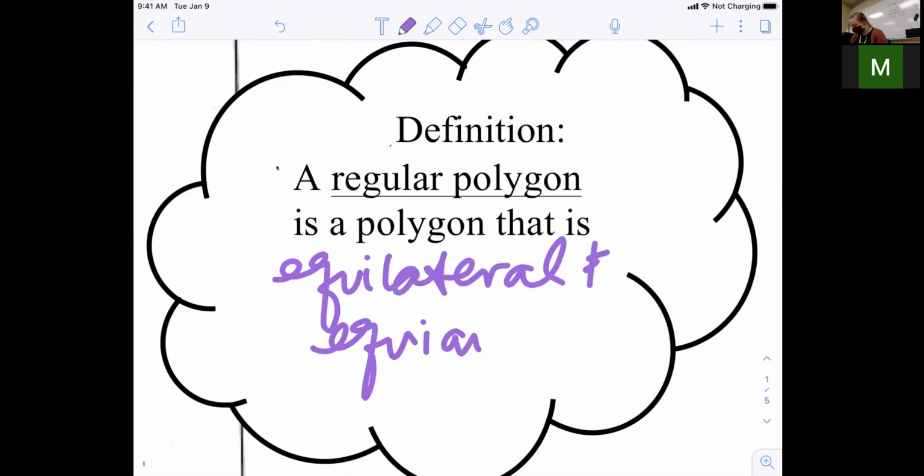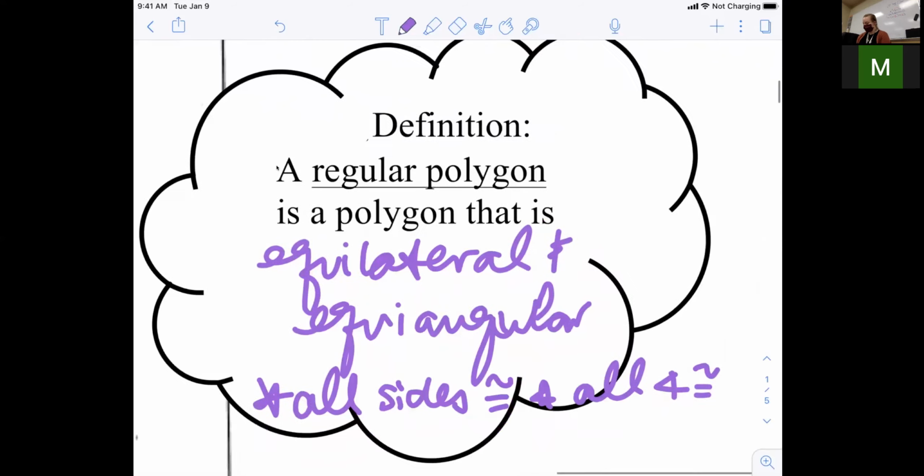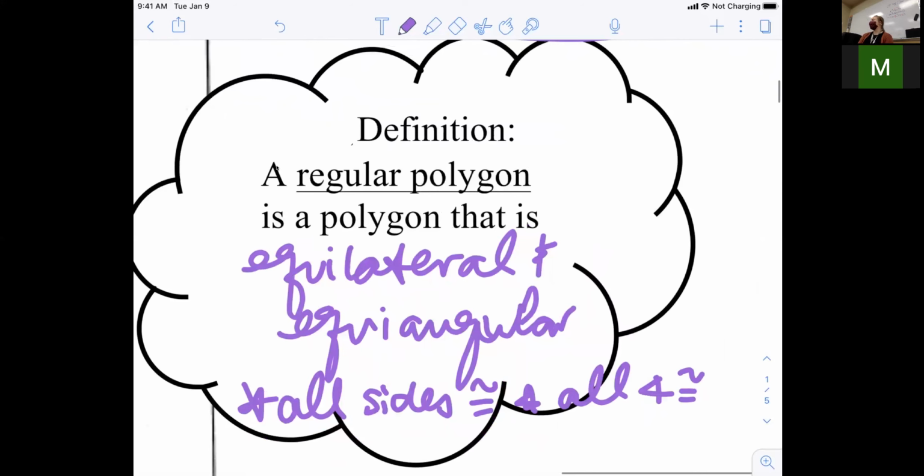Now, if you're like, Miss White, the minute I write this down, I'm not going to remember what equiangular or equilateral means. Your notes are for you to use. Don't just write something because I wrote it. Instead, if I don't know those words, I might say all sides are congruent and all angles are congruent. That to me is a little bit easier to recognize.